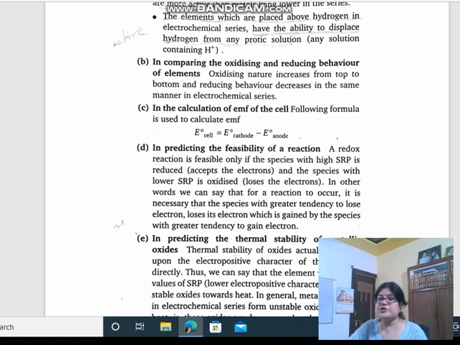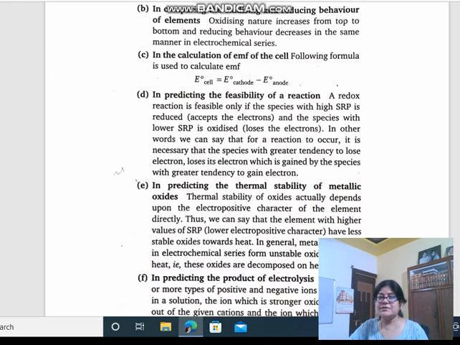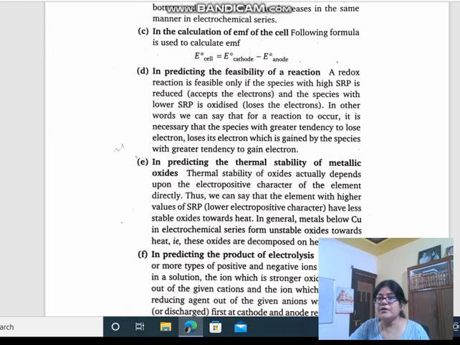Now, in the calculation of EMF, how can we find the EMF? We just subtract the two electrode potentials which are given in the series and we get the EMF, the value of EMF of the cell. Now, predicting the feasibility of the reaction means whether the reaction will happen or not.